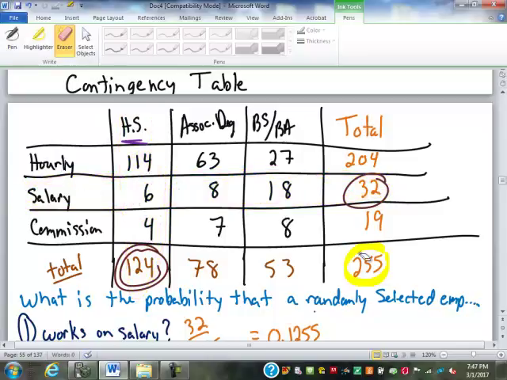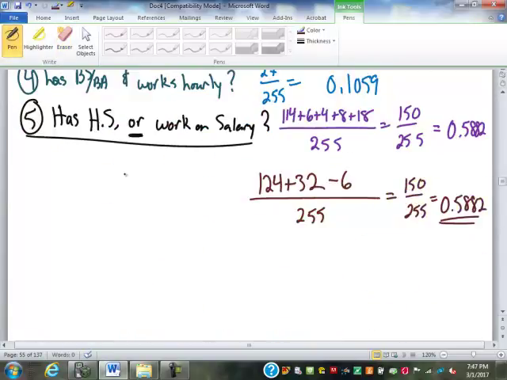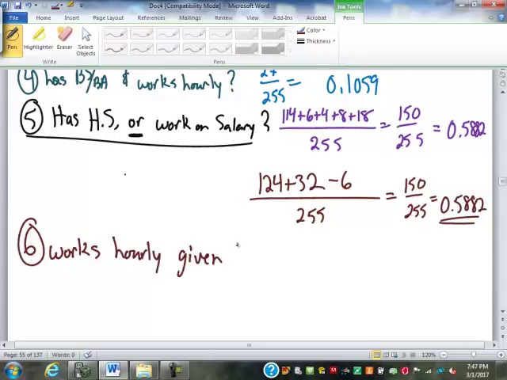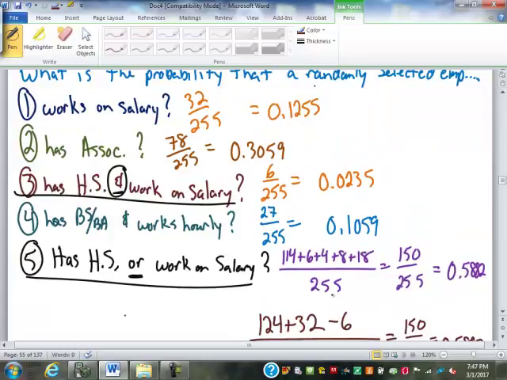Okay, let's look at another situation here. Now I'm going to show you some notation. What is the probability that a randomly selected employee works hourly given they have a high school education? What does this mean? That means it works hourly given they have a high school education.